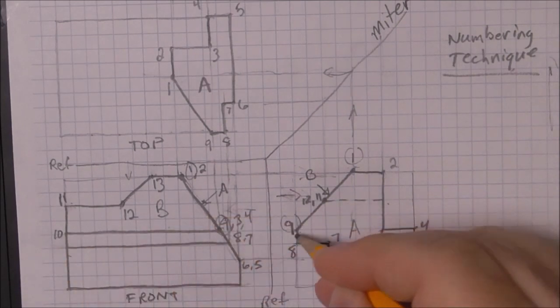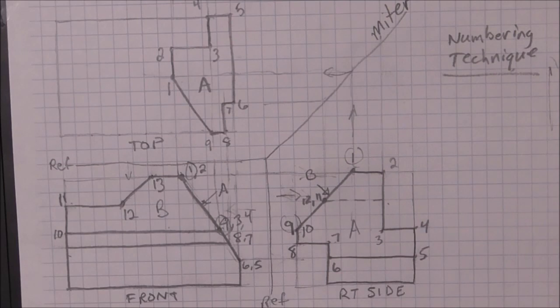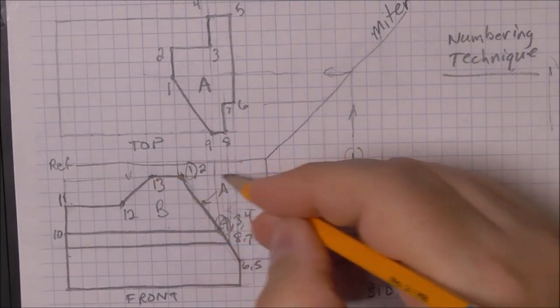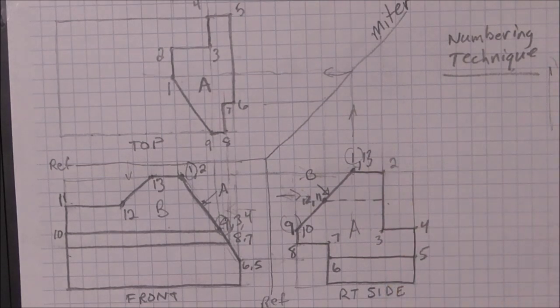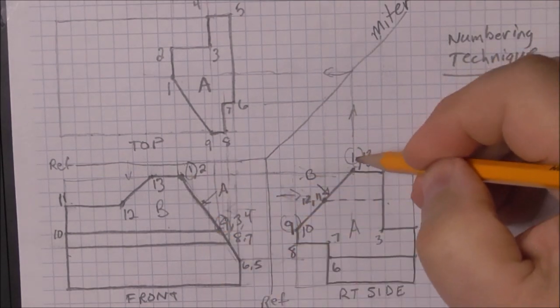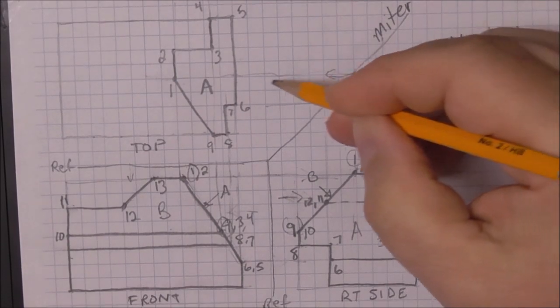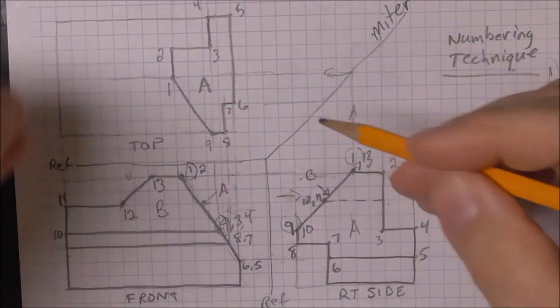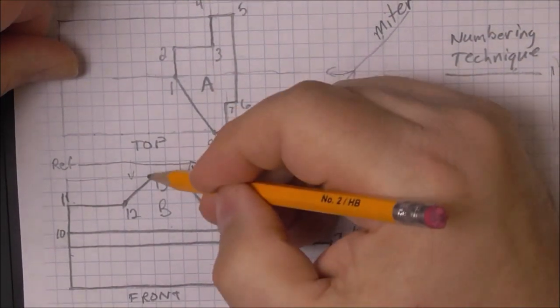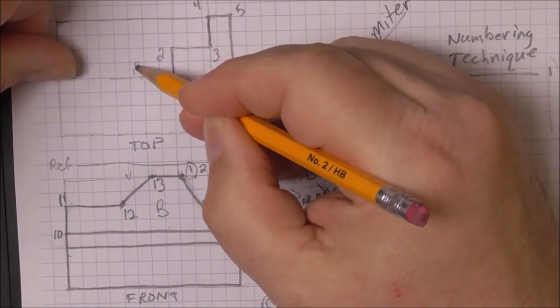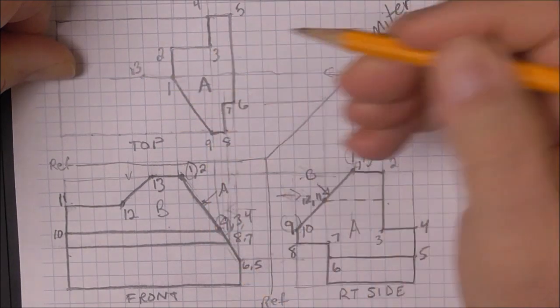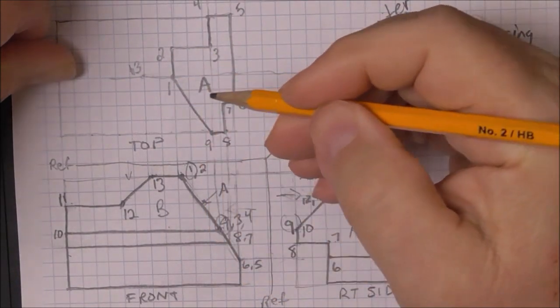10 is going to be behind 9, 10, right there. 13 has to be right here by 1. Once we find all the points, we can project them. So 13 comes up here, over here. Put my fingernail on that line. Here is 13, right there. 13. Hope you can read that.